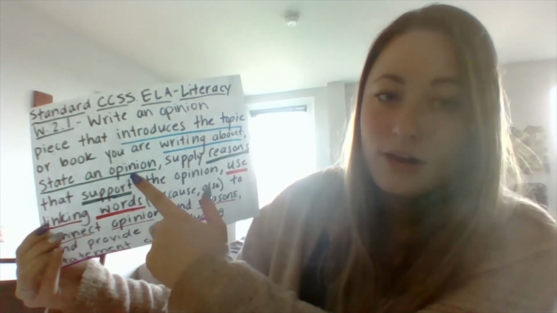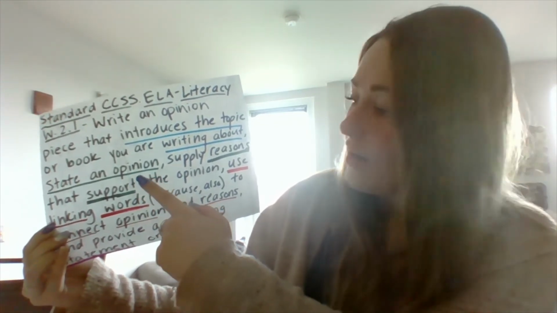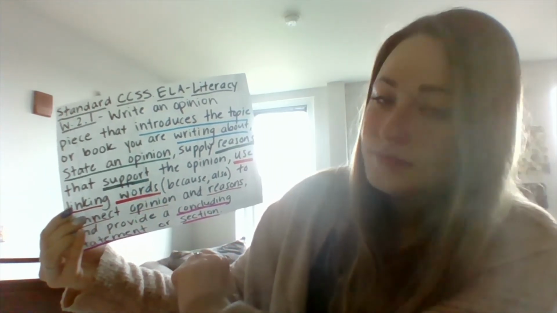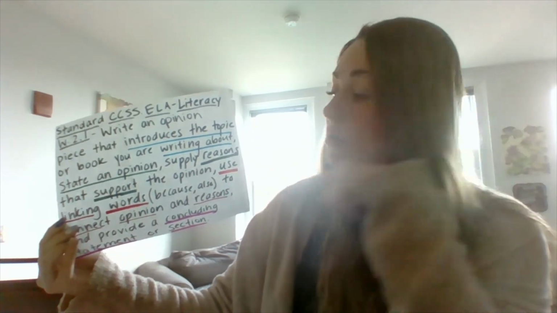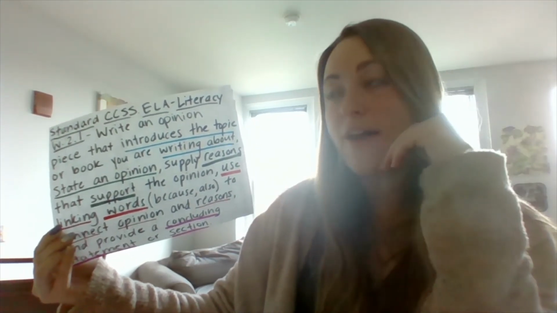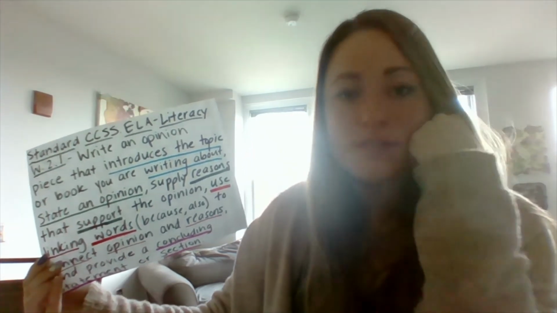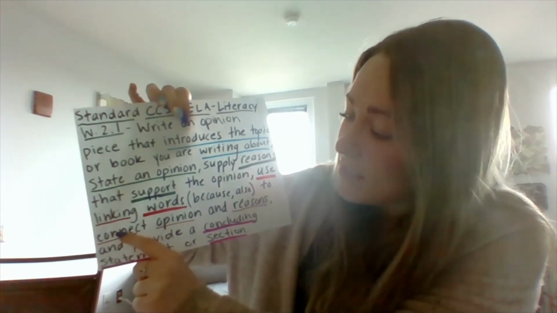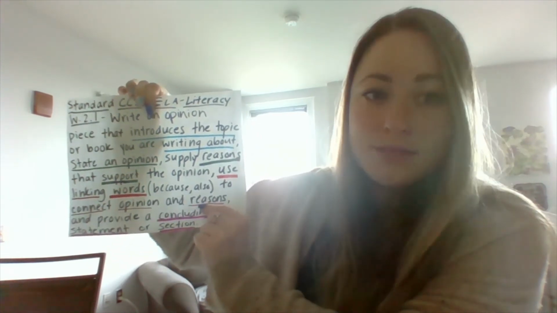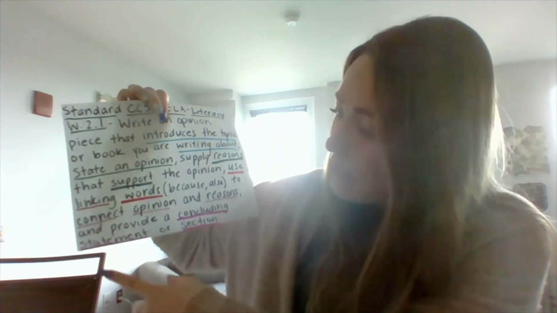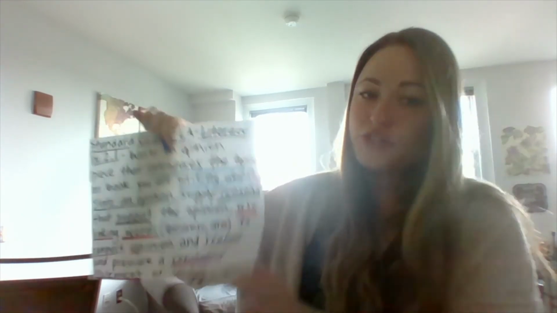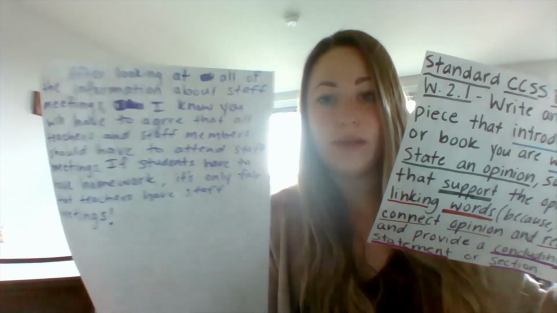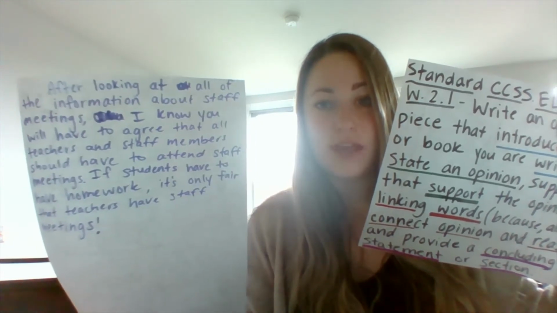The body of your opinion piece, so all those different paragraphs, are going to be supplying reasons that support your opinion, okay? You can use linking words. One linking word is because. You can say, I feel that kids should have homework because, and then give your example, okay? And those linking words connect opinion to the reason. Okay, it connects the two. And provide a concluding statement or section. We're going to be creating a concluding section because we're writing a whole paragraph. You're probably going to have about two or three sentences in this paragraph like I did.